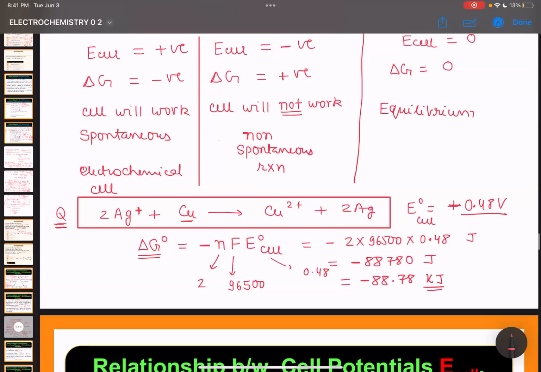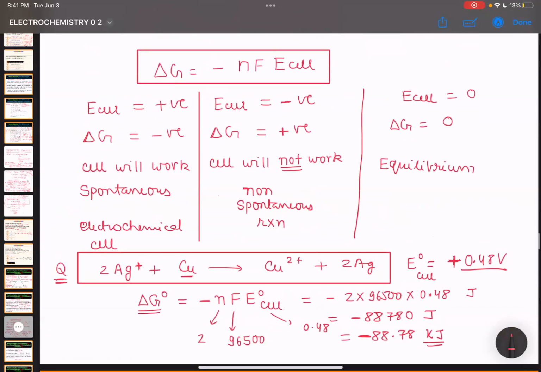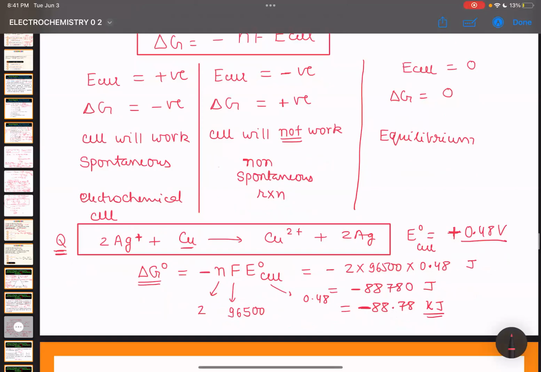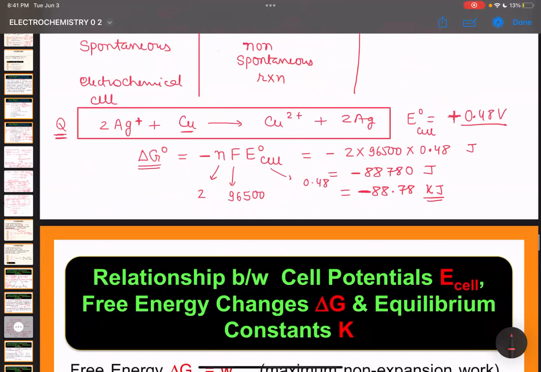EMF is positive. Either you can use EMF to say that the reaction will happen, or delta G is negative, so that also predicts that the reaction should happen. Any doubts on this? All of you, tell me. Marwa, is it clear? Aisha, Ibrahim? No, sir. Yes, sir. Okay, so I hope this is clear to all of you.